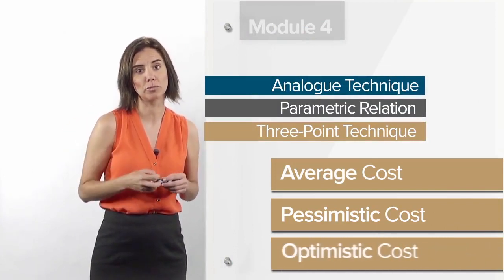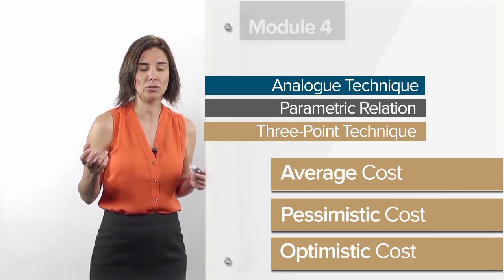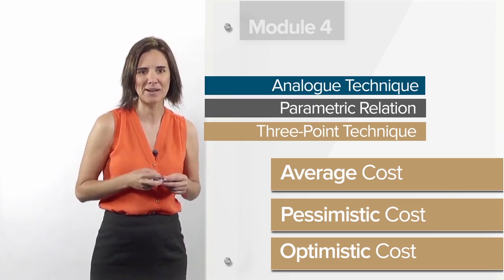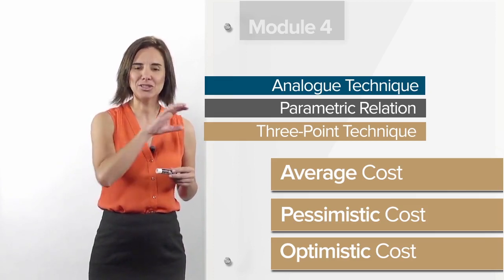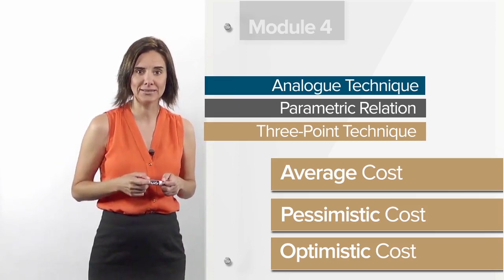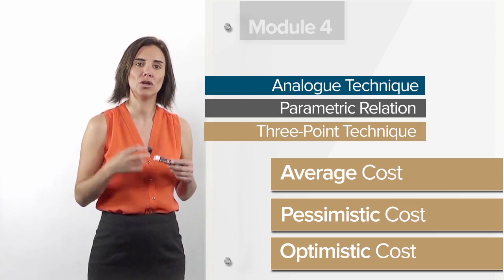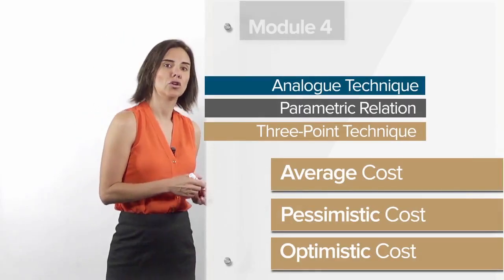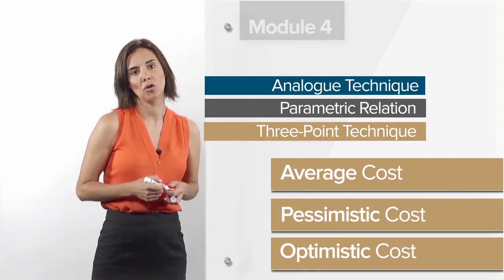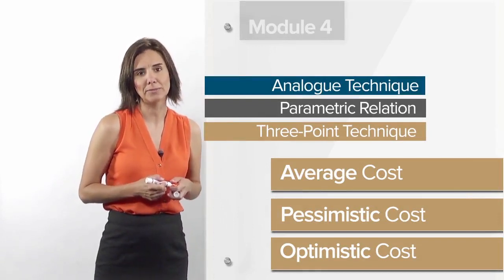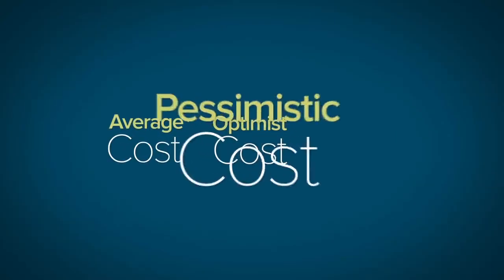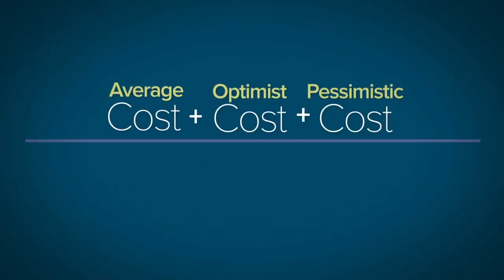We also use an optimistic cost from the project where the school had the lowest cost, always in relation to the expected quality. Those 3 factors are divided by 3 to obtain our 3-point estimation cost. Pessimistic cost, most frequent cost, the cost that has occurred most often, or average cost if we don't have a most frequent cost. Optimistic cost, we add them and divide the number by 3.